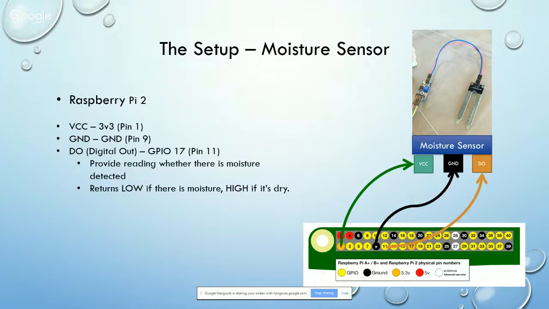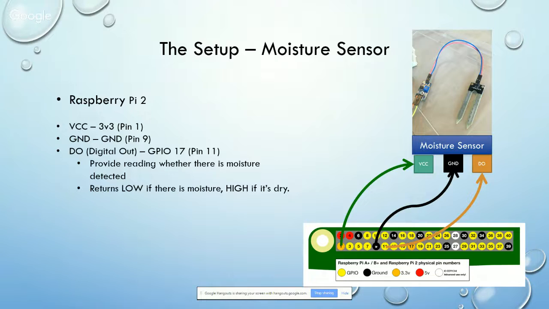For us to get the data out of the moisture sensor, you have to hook up the digital output of the sensor to the Pi. And I have hooked it up to pin 11 on the Pi in here. So what it does is, if the moisture is detected to be too low, then the digital output will tell you that the output is actually low from the sensor. And then if the moisture sensor says it's dry, then you'll get a high output from the sensor.